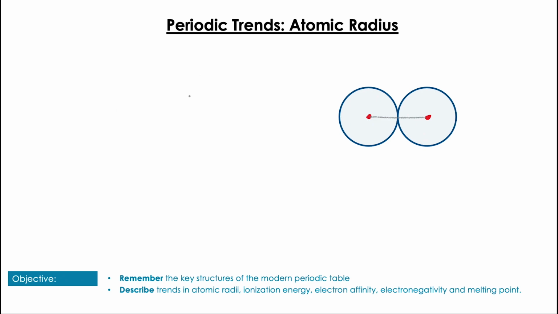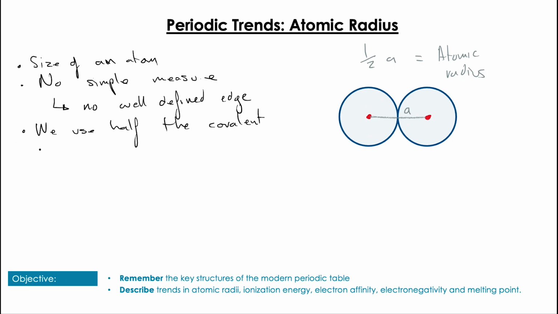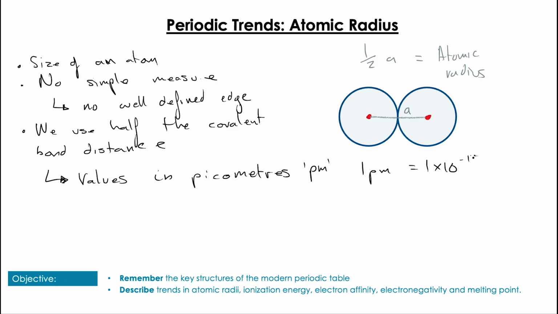So firstly, we can define atomic radius, and this is given by half of the covalent bond distance between two nuclei. We can see this as an atom's size. The reason we use this measurement is there's no simple measure of an atom. If we think about the orbitals, they're kind of fuzzy and the edges aren't defined. So this is a way that we can have a more consistent measurement by using half the covalent bond distance. We measure this as given in the data booklet in picometers. Picometers are meters times 10 to the minus 12, so a very small measurement.